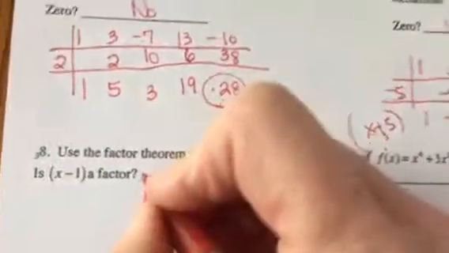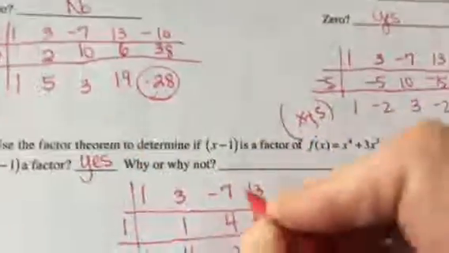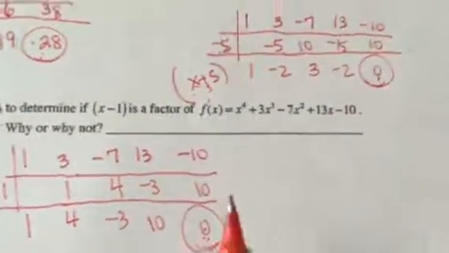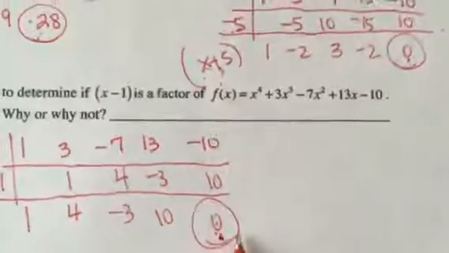Okay, so let's look what the question is. Is this a factor? And I would say yes. And it says why or why not. I was looking for the words because the remainder is 0. Somewhere you had to mention the fact that the remainder is 0. And that's it.